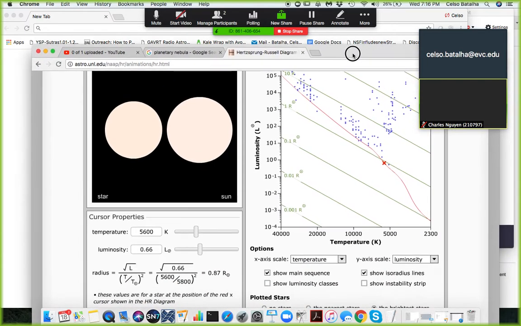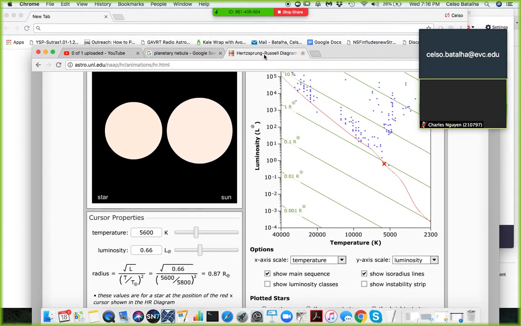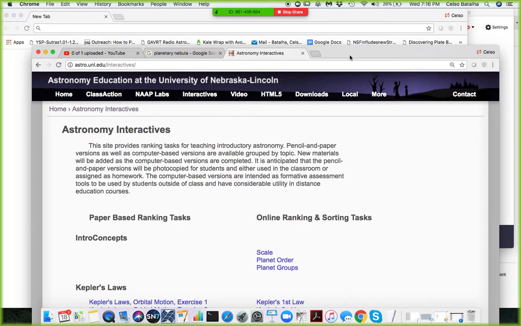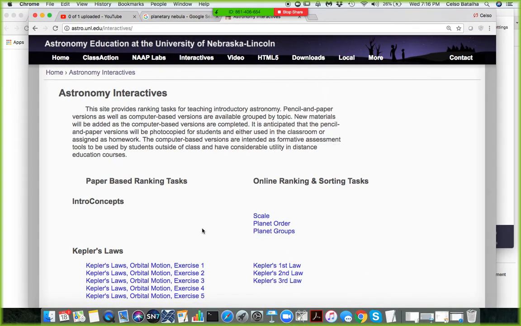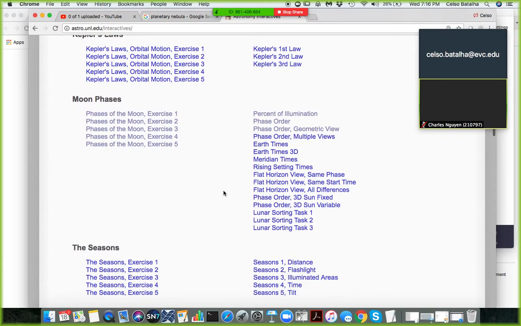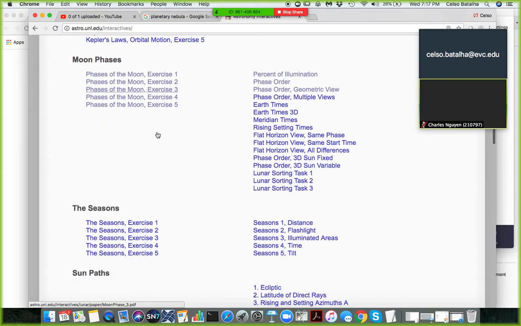Another part of this NAAP module I like to explore is the interactives. So you go to interactives, and you have a range of exercises that you can use to improve your understanding about basically everything. Phases of the moon. In fact, that would be a very nice review for the final exam. In fact, I mentioned this resource in the very first days of class.